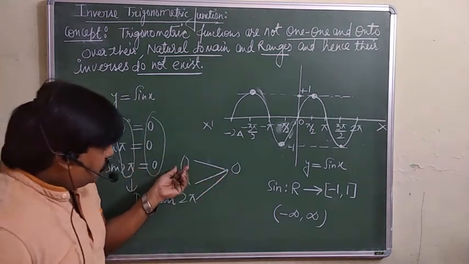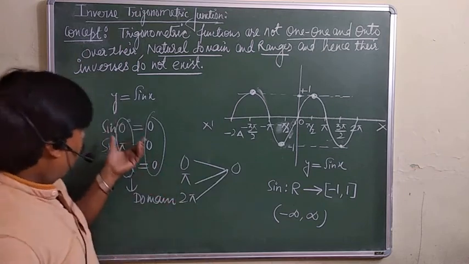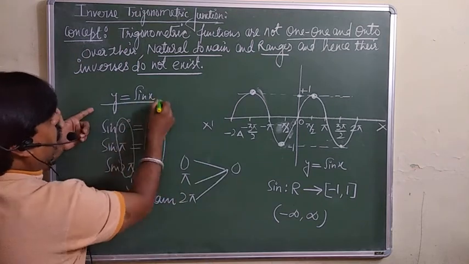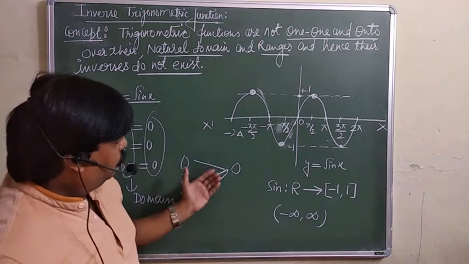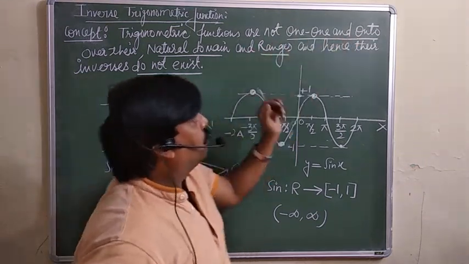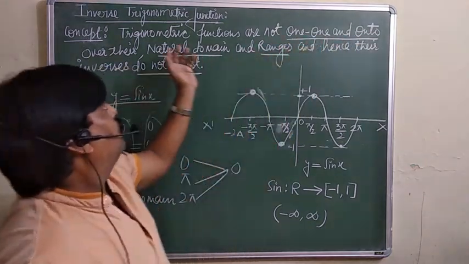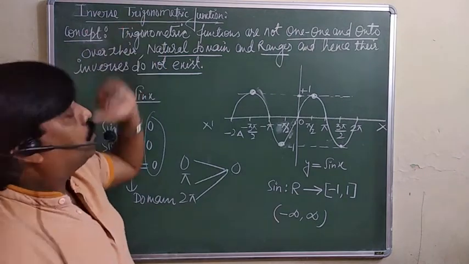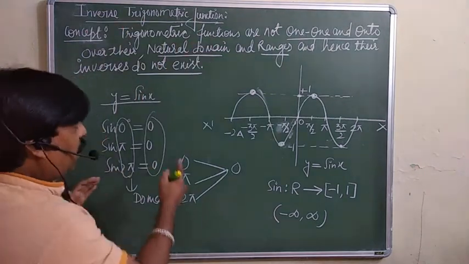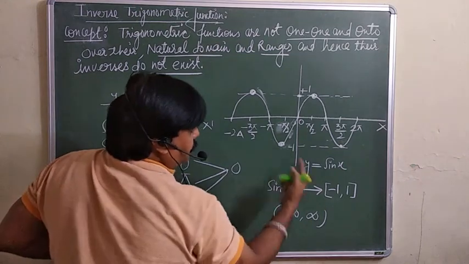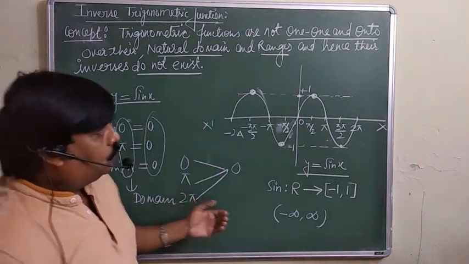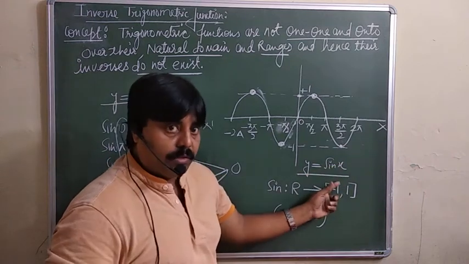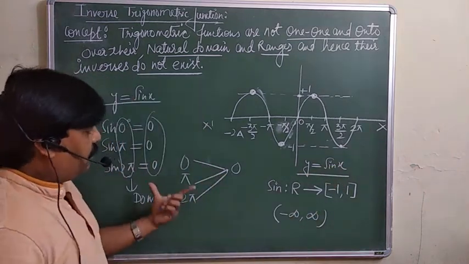So this function, I mean y is equal to sin x, is not a one-one function, because it should be one-one and onto if you want to take the inverse of any trigonometric function. It means y is equal to sin x, the function which you are taking here, is not one-one and onto. Then how can you take the inverse of this one? That we will also discuss. Have a look now.